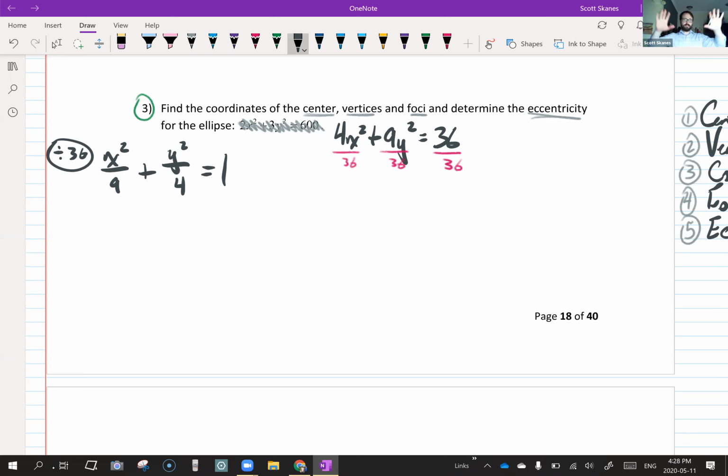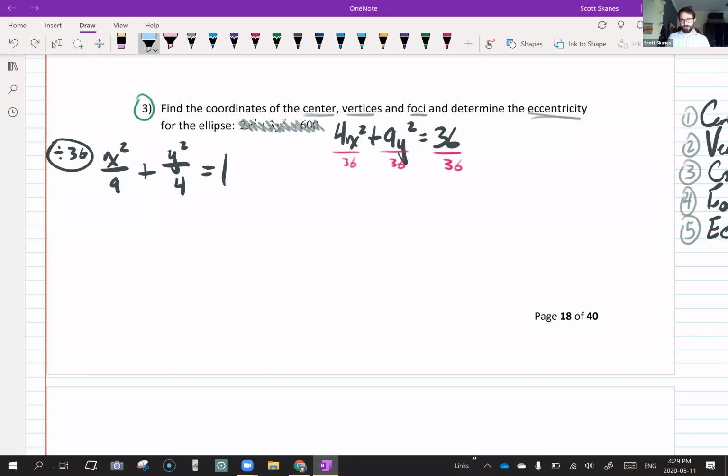So this is where the fun starts. Now that we have a formula that looks like an ellipse, we can start. Now, I know this is an ellipse because it has a squared on both of these values, and it has 2 different numbers on bottom. If they were the same number on bottom, it would basically be a circle, okay?